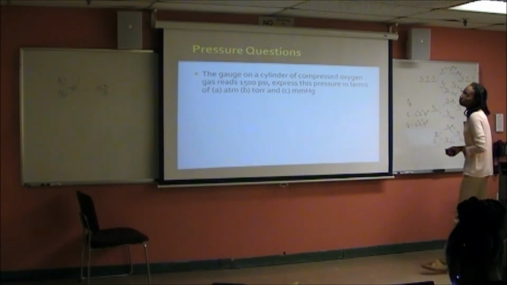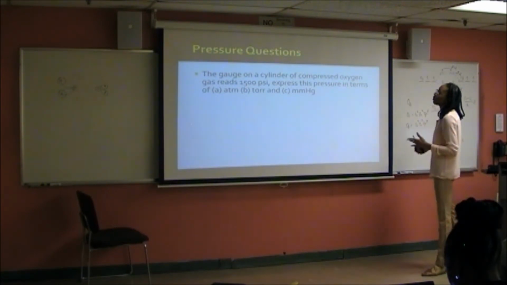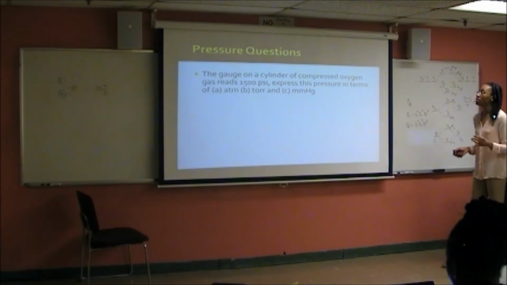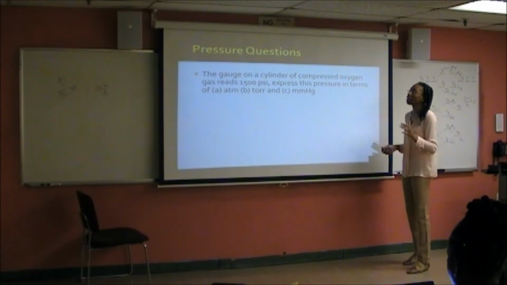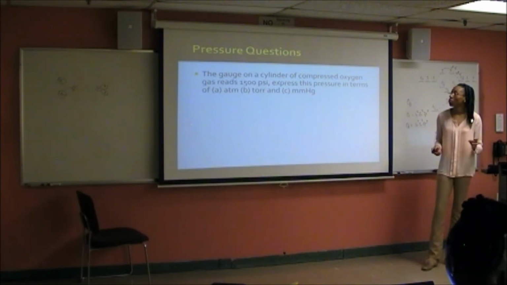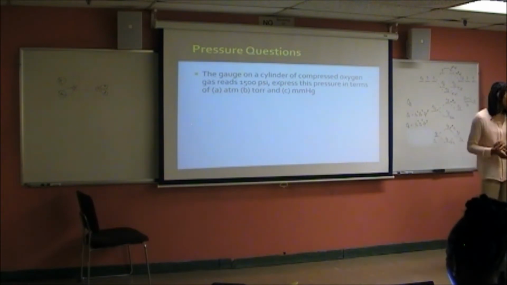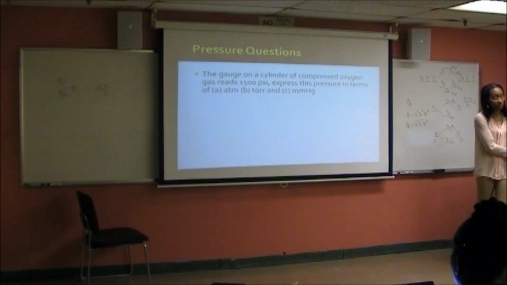Let's take some conversions. The gauge on a cylinder of compressed oxygen gas reads 1500 psi. Express the pressure in terms of atm, torr, and millimeters of mercury. 14.7 psi is equal to 1 atm. So 1500 divided by 14.7 is 102.04 atm. Okay, 102.04 atm times 760.